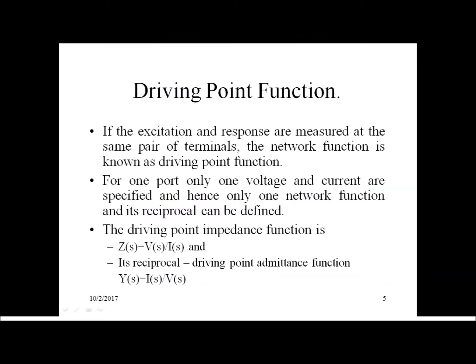Driving point function: if the excitation and response are measured at the same pair of terminals, the network function is known as the driving point function. For only one port, only one voltage and current are specified, and hence only one network function and its reciprocal can be defined. The driving point impedance function is Z(s) equal to V(s) upon I(s), and its reciprocal, the driving point admittance function, is Y(s) equal to I(s) upon V(s). Thus we can define Z(s) and Y(s) as driving point functions.